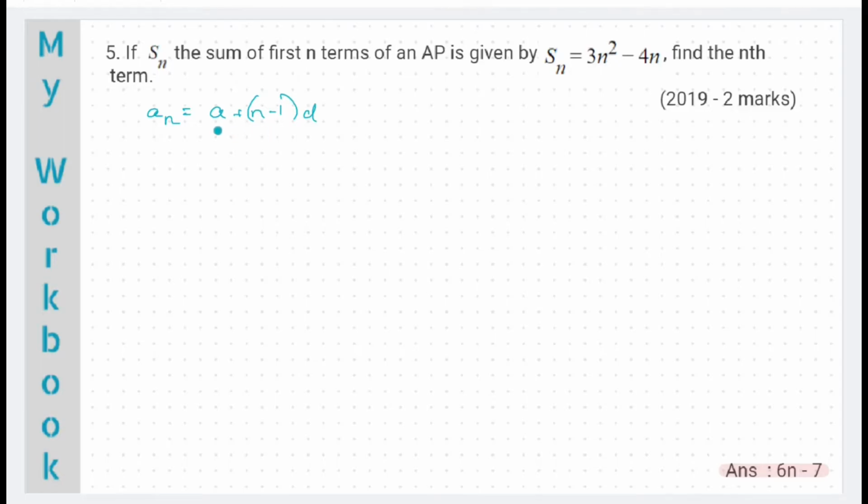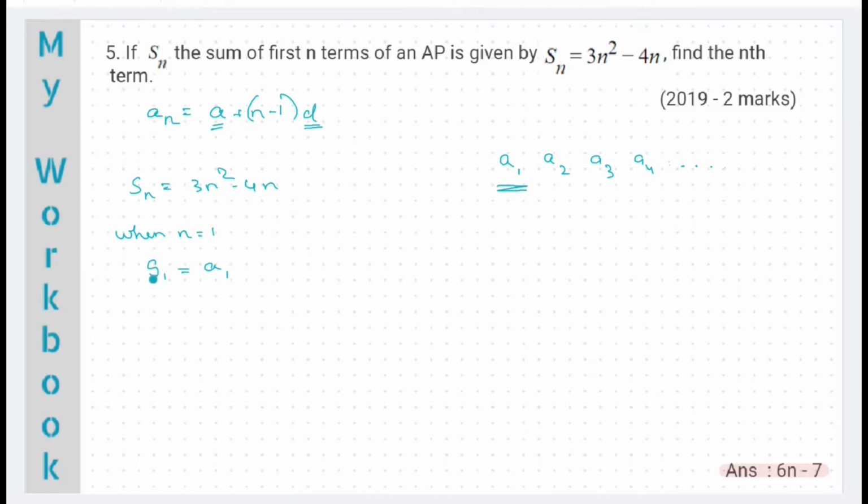So we need to find out what is a, the first term, and what is d, the difference. For that, we will make use of this expression here. It is given that the sum of first n terms is 3n square minus 4n. Now for the first term, that is when n is equal to 1, the sum of the first term is equal to the first term itself. The arithmetic progression will be A1, A2, A3, A4, and so on. When n is 1, the sum of the first term is equal to the first term itself.